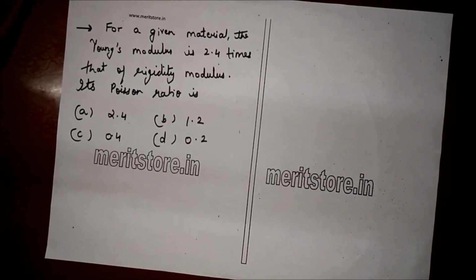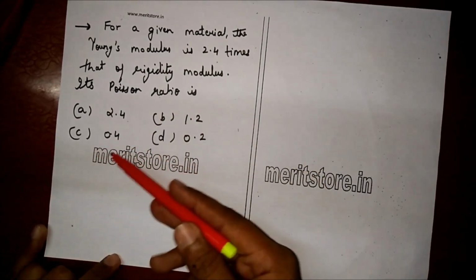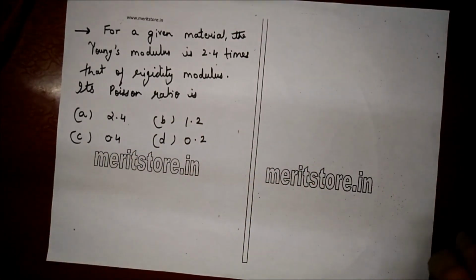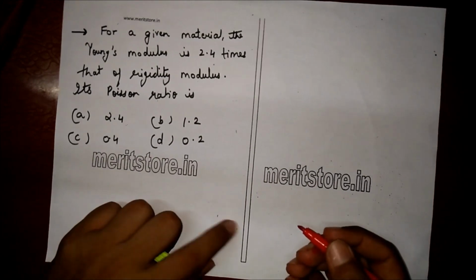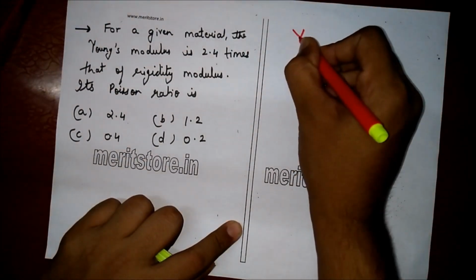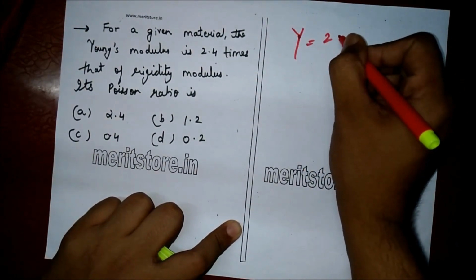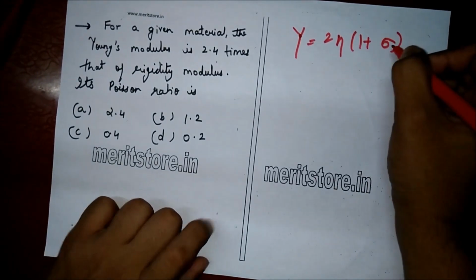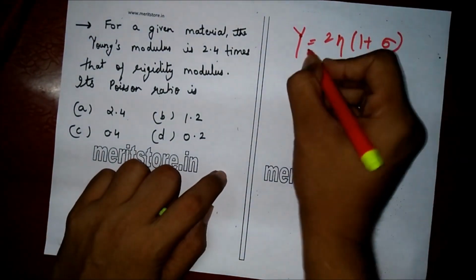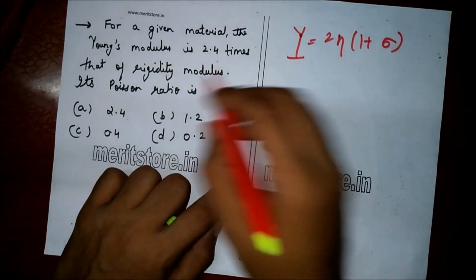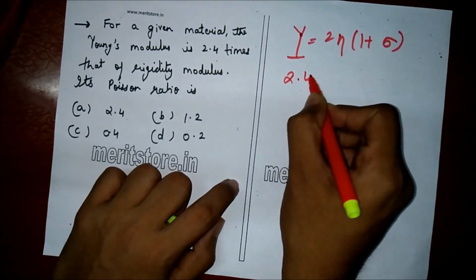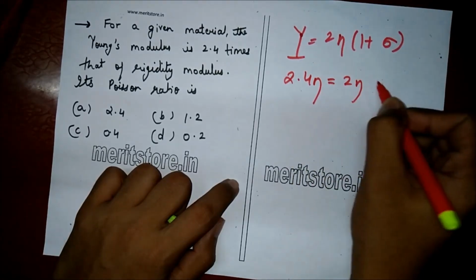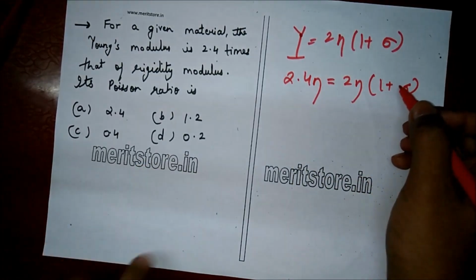Given a material, the Young's modulus is 2.4 times that of the rigidity modulus. Its Poisson's ratio is 2.4, 1.2, 0.4, or 0.2. Now, the Young's modulus and the Poisson's ratio are related by the relation Y is equal to 2 eta into 1 plus the Poisson's ratio. Therefore, Y is given as 2.4 times the rigidity modulus, which is eta. Therefore, 2.4 eta is equal to 2 eta (1 plus rho).